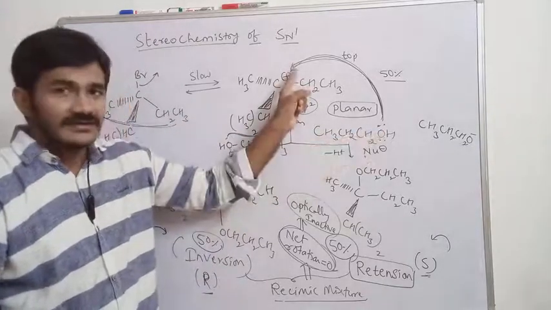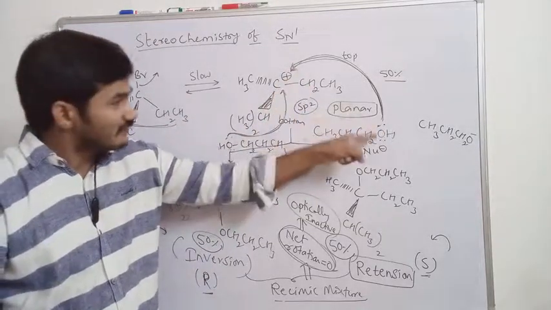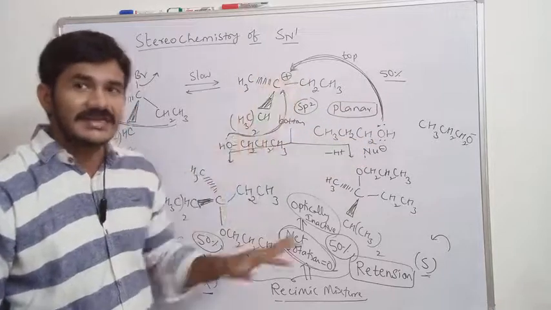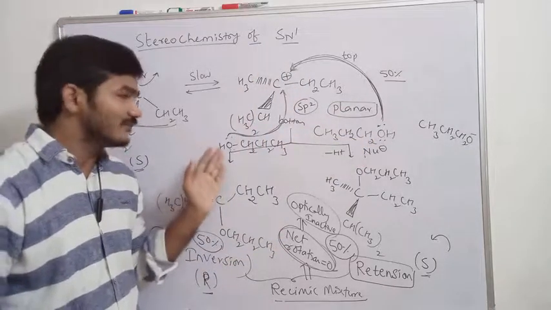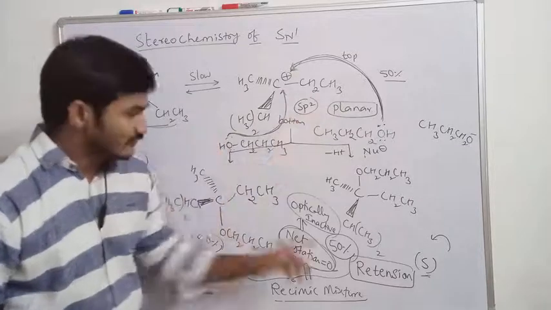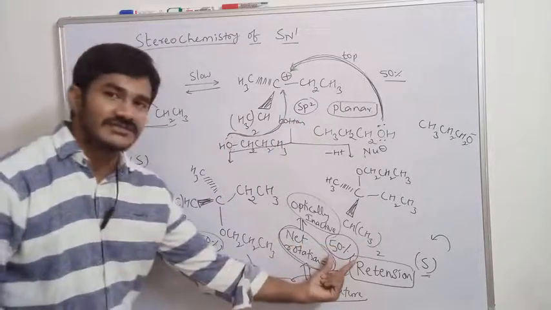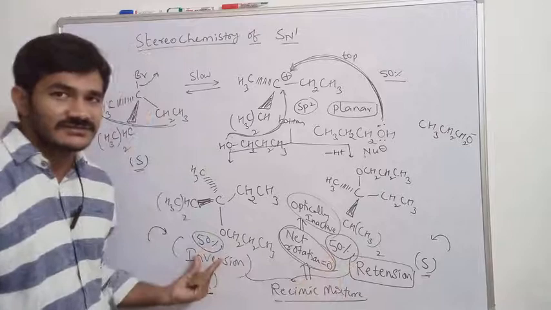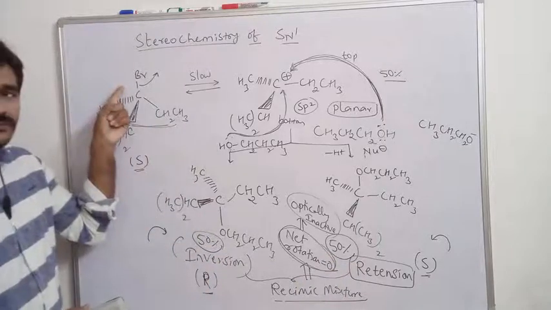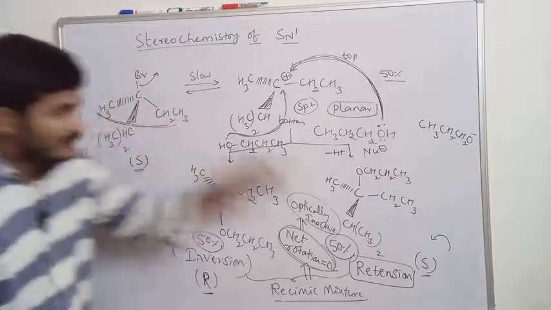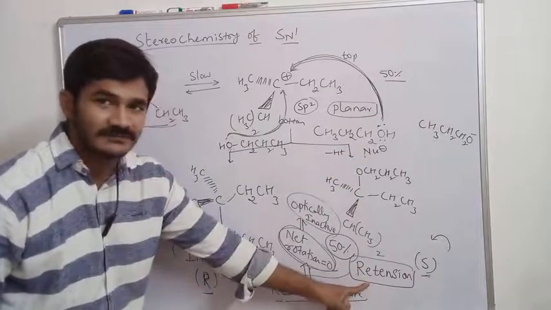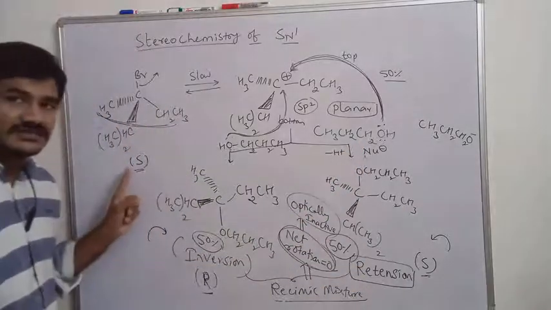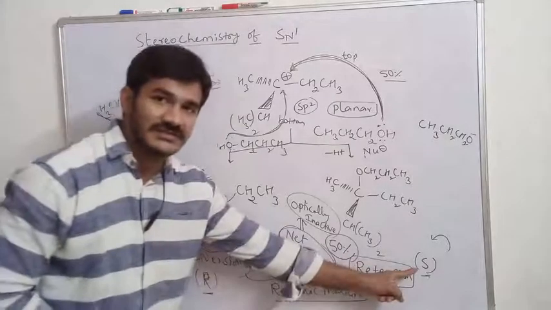The possibility of the nucleophile attacking from the front side is the same as the possibility of it attacking from the bottom side. That's why we get an equimolar concentration: 50% of this, and 50% of this. If the nucleophile takes the place of the leaving group, that is said to be retention. The configuration does not change. If it is S configuration, this is also S configuration.